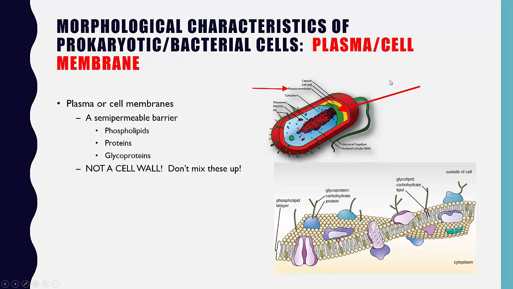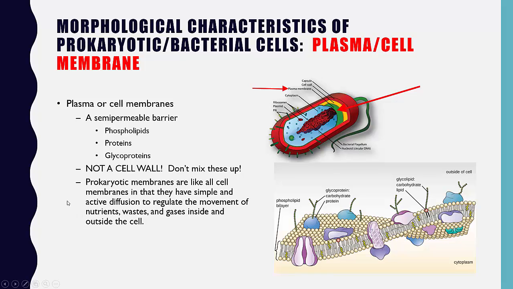A cell has to have a plasma or cell membrane. A cell does not have to have a cell wall. Our cells don't have a cell wall. We don't need them. We've managed without them. But yes, cell walls are different than cell membranes. Right now we're talking about cell membranes.